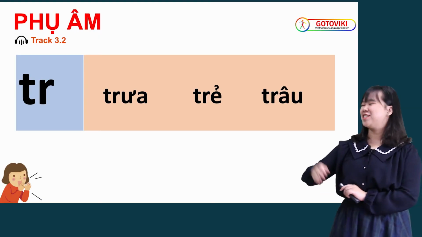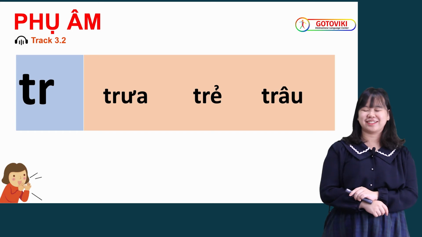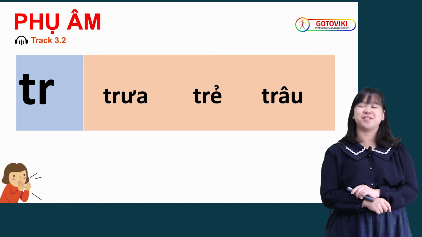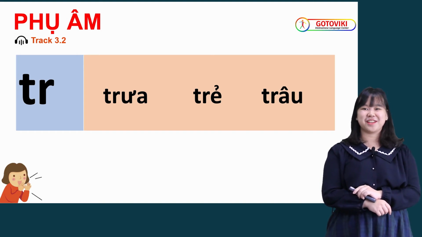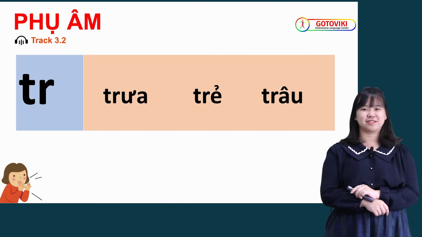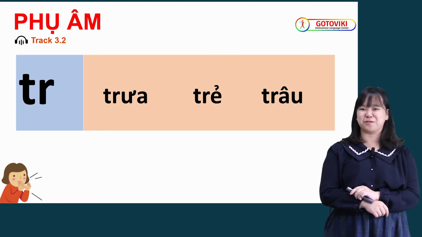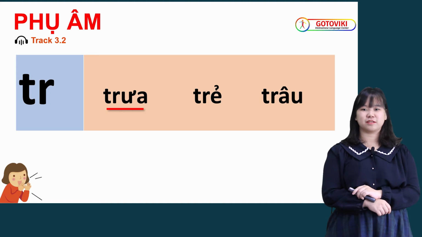Okay, this is a consonant tr, or we usually call it chờ nặng. Nặng is strong, heavy, so the pronunciation for chờ nặng is stronger than chờ nhẹ. Cùng mình luyện tập nhé. Let's practice. Chờ, chờ, chờ. Okay, let's have some examples. Trưa, trẻ, trâu. Trưa, trưa, trưa.